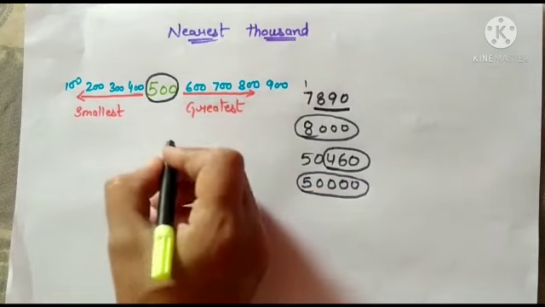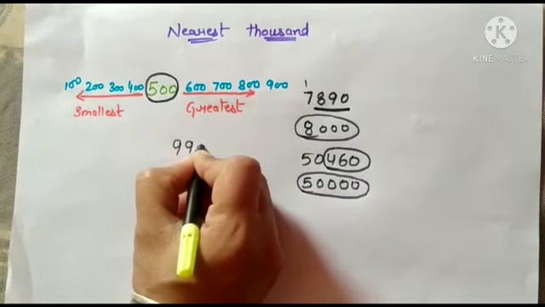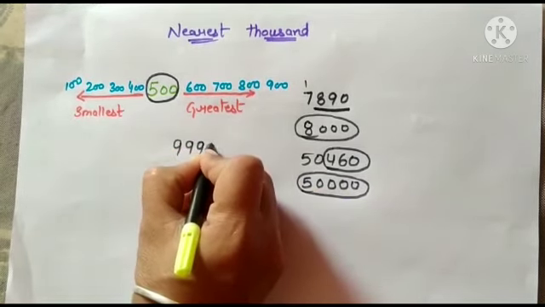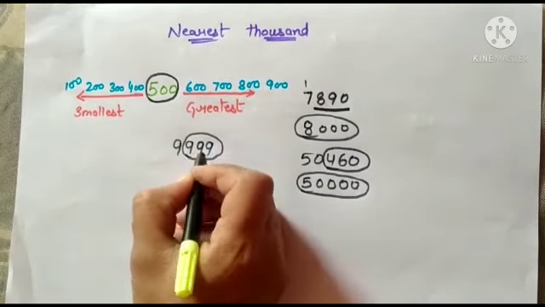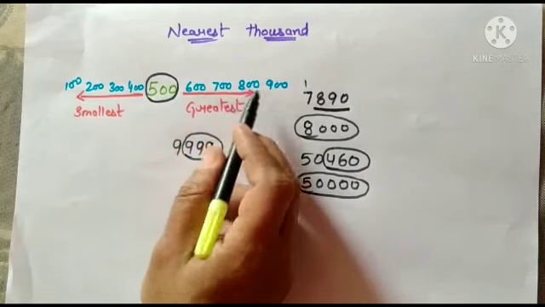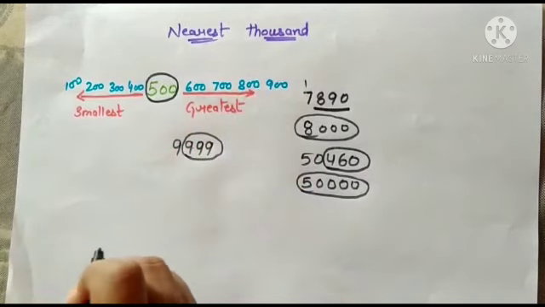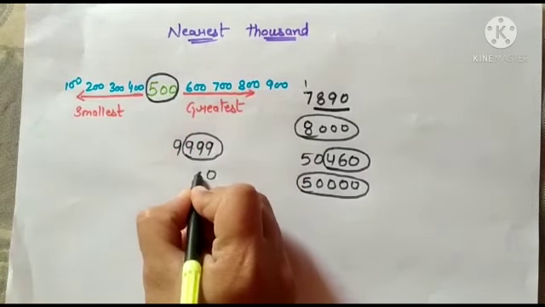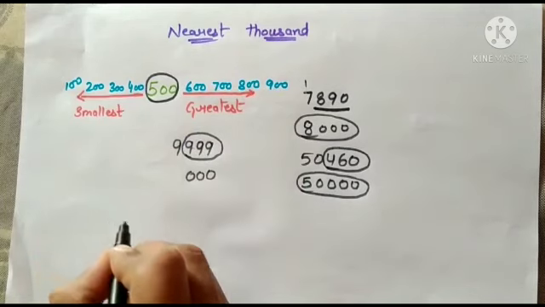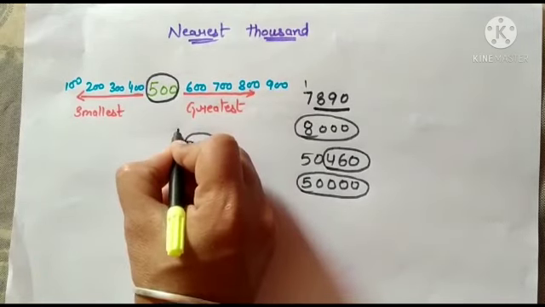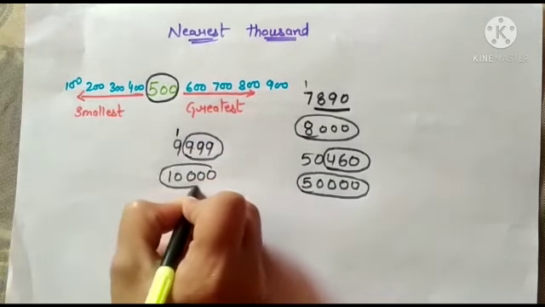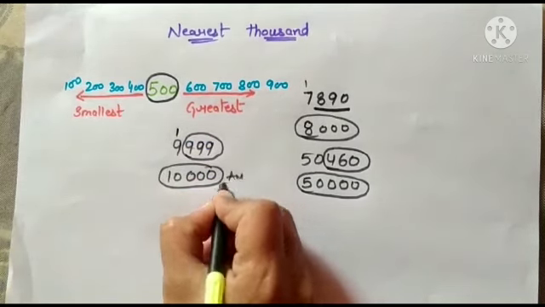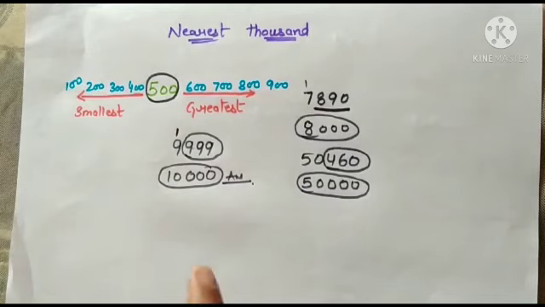Like that, third one is 9,999. The last 3 digits, see, are greater than 500. Greater than 500. So in the last 3 digits we will put 0 and we will add 1 to the first digit. 9 plus 1, 10. So our answer will be 10,000. Like this, you have to do this third question.